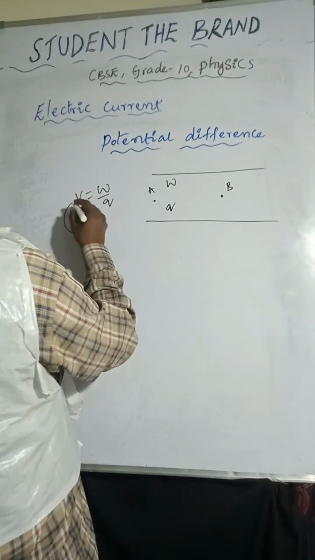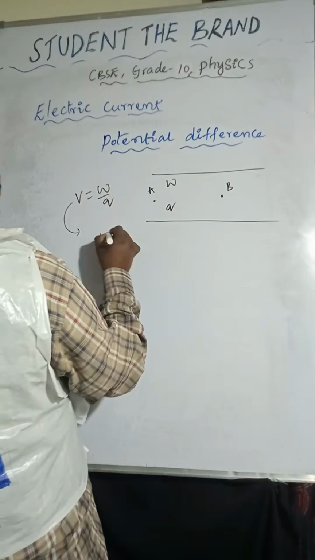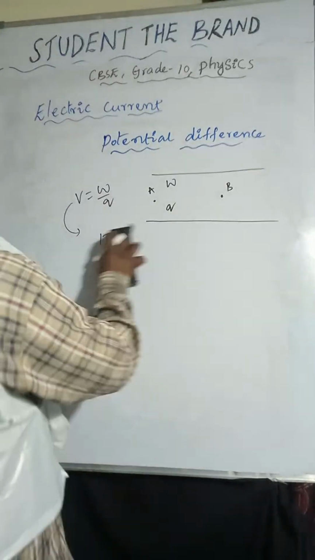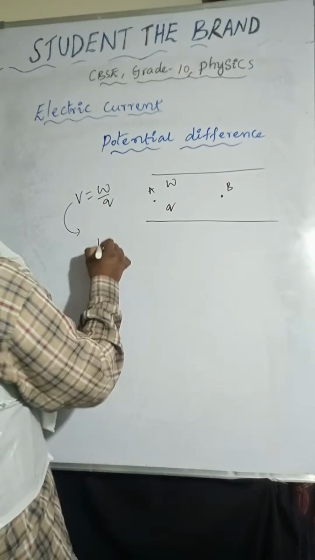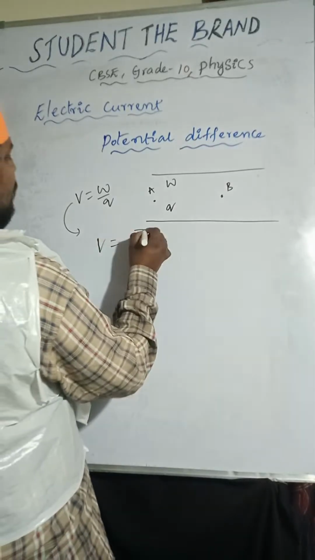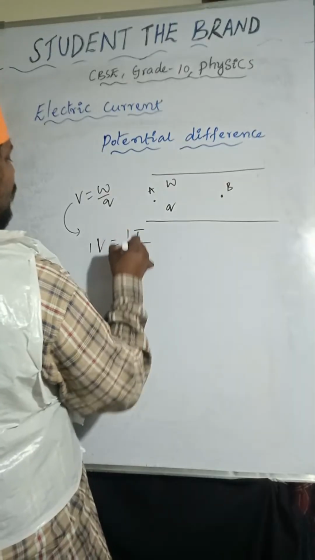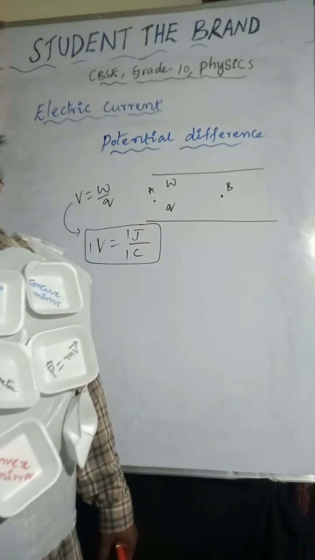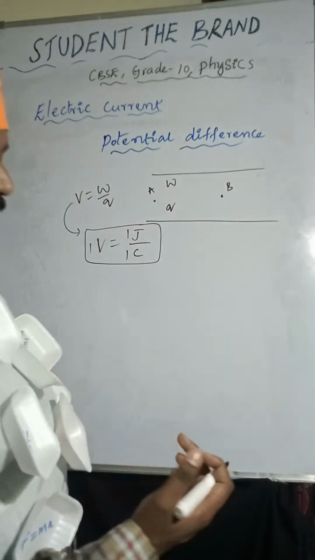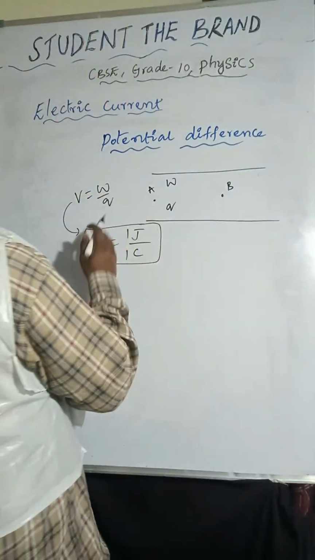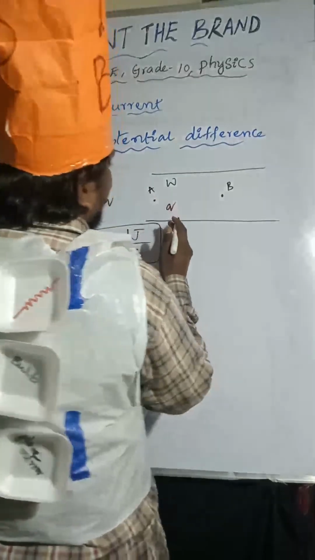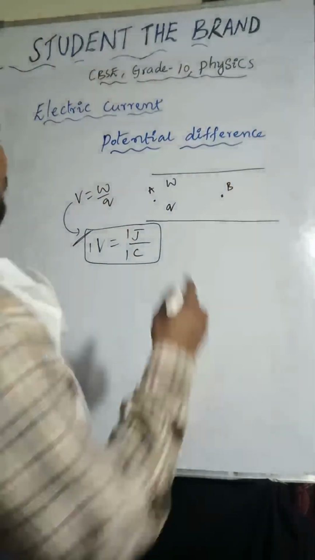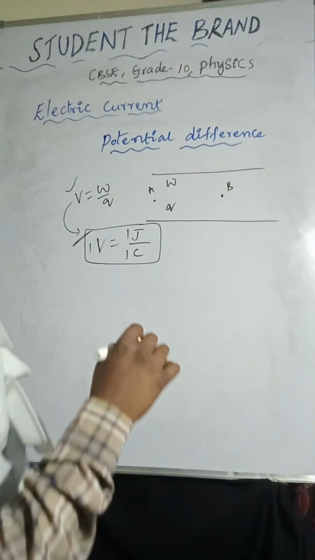SI unit of potential difference is volt. And SI unit of work is Joule. And SI unit of charge is Coulomb. 1 volt equals 1 joule of work done to bring 1 coulomb of charge from one point to another point within the conductor. So 1 volt is defined as 1 joule of work done to bring 1 coulomb of charge from one point to another point within the conductor. It is called potential difference. V equal to W by Q.